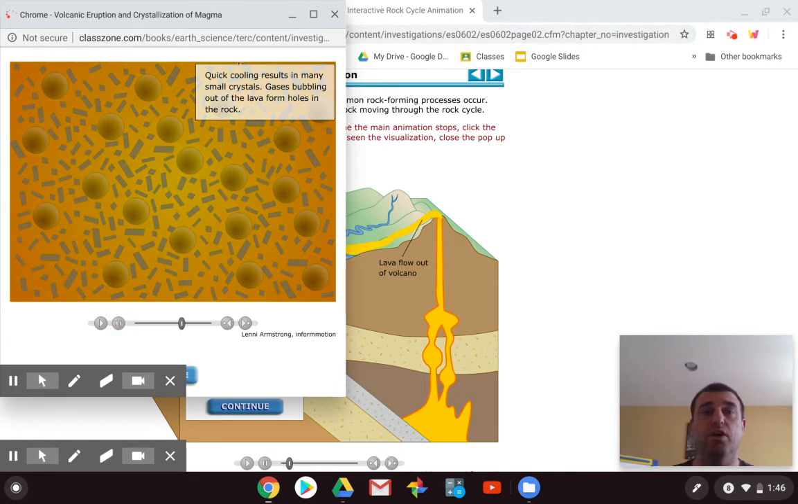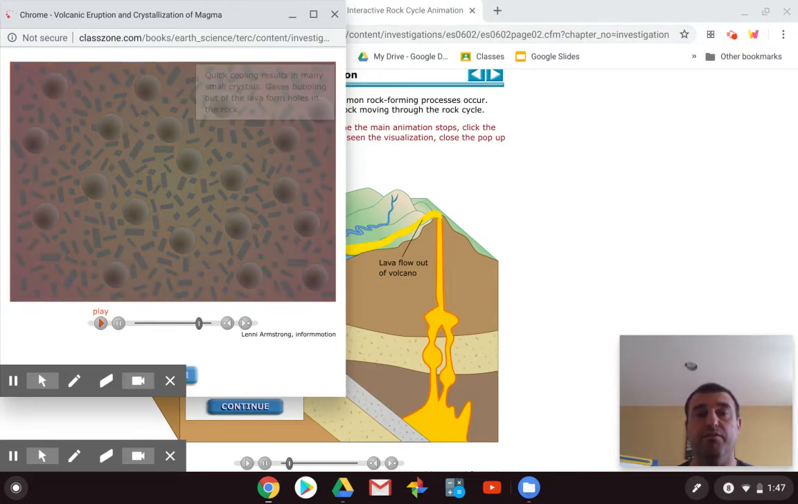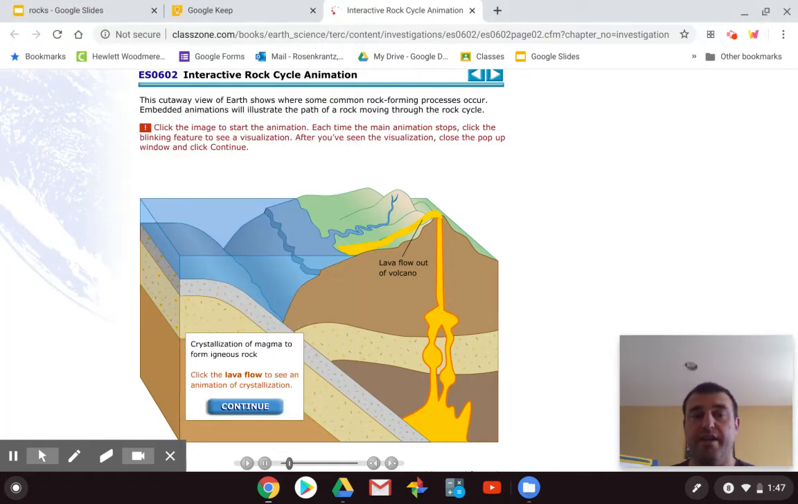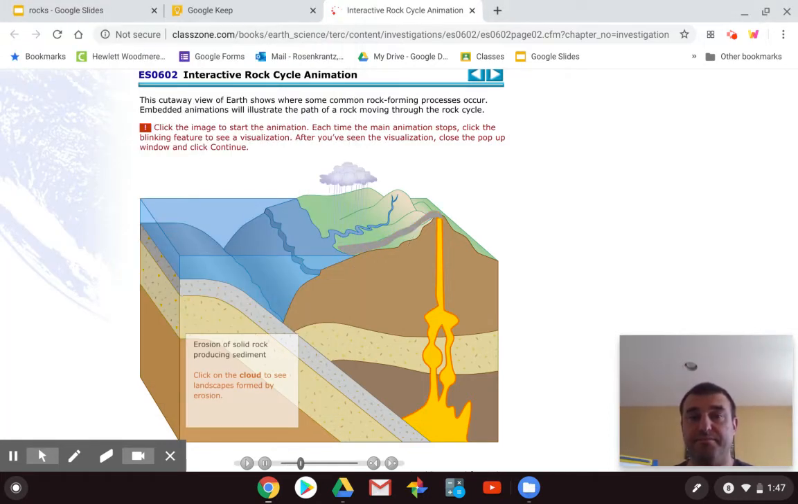It says up here, quick cooling results in small crystals. Gases bubbling out of the lava form holes. Okay, and you can get this type of volcanic rock called vesicular basalt, right? Because vesicular means it has all these little holes or gas pockets. So if you ever see a rock that looks like someone punched lots of little holes in it, that's evidence that it formed from a volcanic eruption. So that means it's definitely igneous. All right, next.